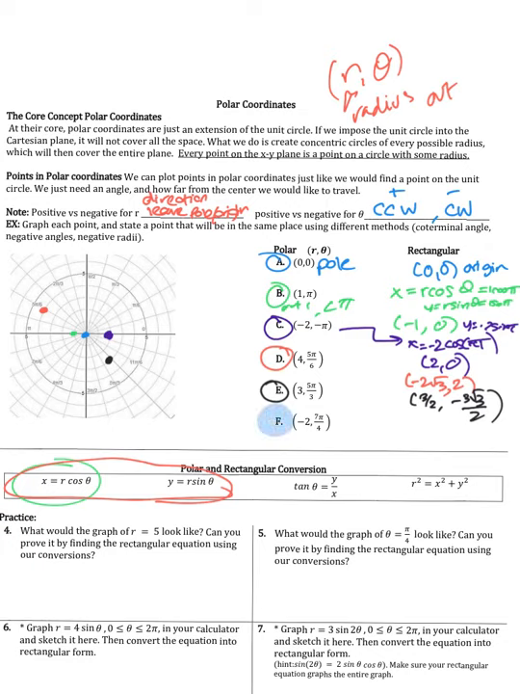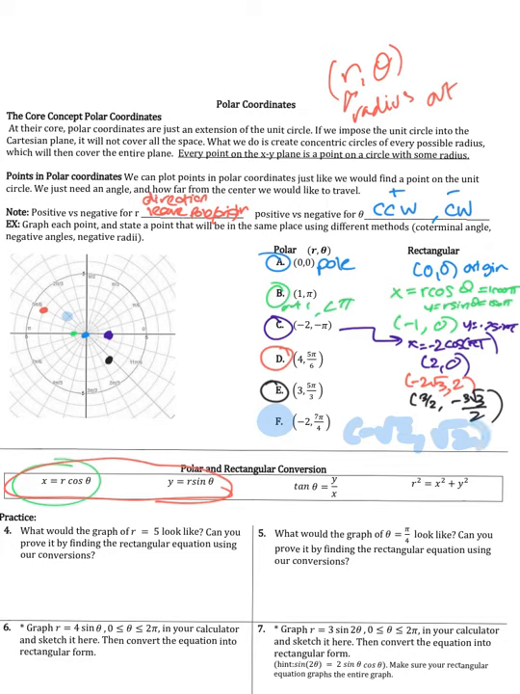F, negative 2, 7 pi over 4. So I'm going to 7 pi over 4, which is over on this, again, in the 4th quadrant. And I'm going backwards 2. So 7 pi over 4 is here, but I'm going to go away from the origin. So I'm going to go backwards from the origin. That's actually going to put me into the 2nd quadrant, which is going to be right there. If I was to write this as an ordered pair, this would end up being negative root 2, comma, root 2.